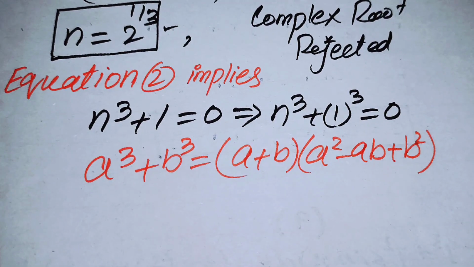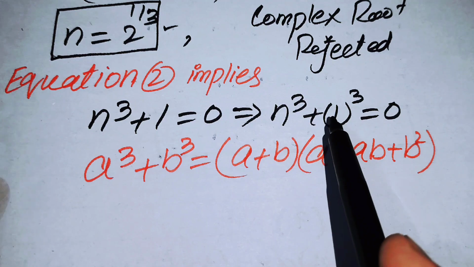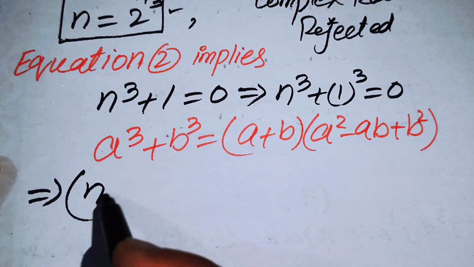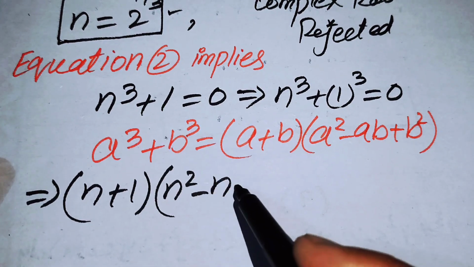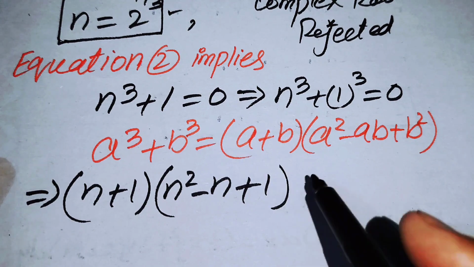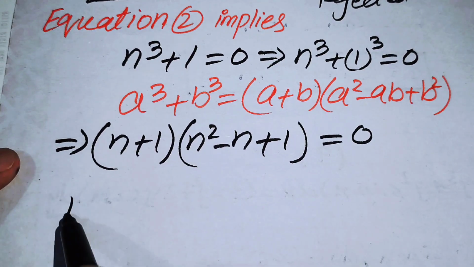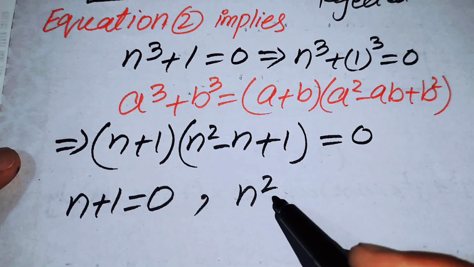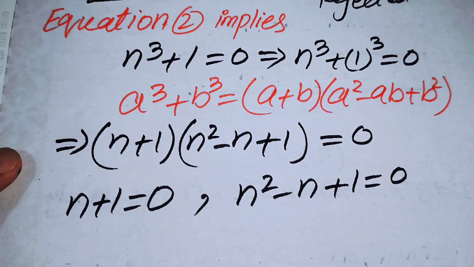So here we have the value of a is n and the value of b is 1. We put these two values here, and you get the output in the form of n plus 1 times n square minus n plus 1 square, which is 1, is equal to 0. So here we again have two cases. The first case is we take n plus 1 equal to 0, and the other case is we take n square minus n plus 1 equal to 0.